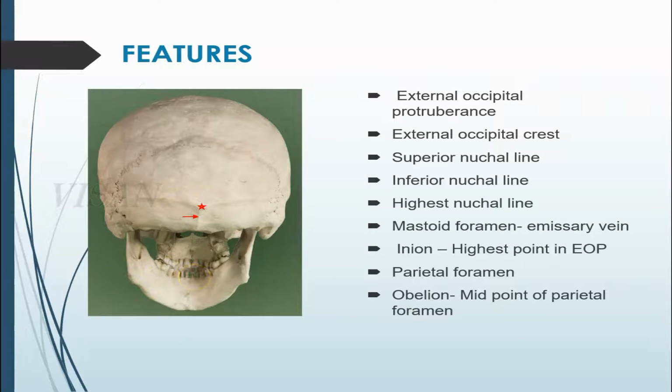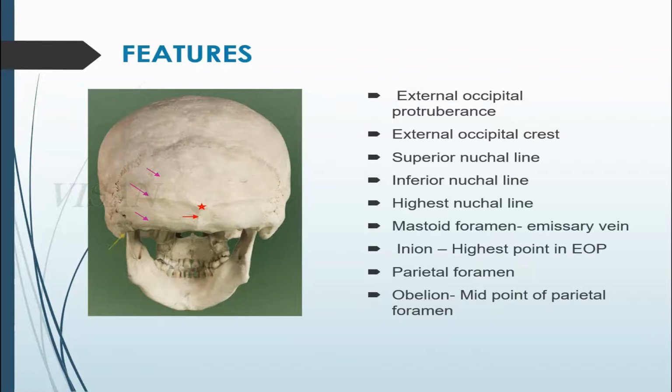On either side of the external occipital protuberance, we can see a linear elevated line-like structure, which is called the superior nuchal line. Nuchae means neck, so this is the point where the beginning of the neck appears. Lateral to the external occipital crest, we can see another pair of linear elevated lines called the inferior nuchal line. We can see another line above the superior nuchal line, which is faint and very poorly identified. That is called the highest nuchal line.